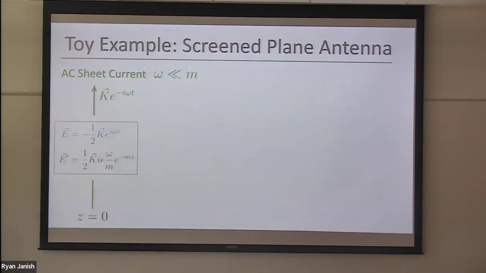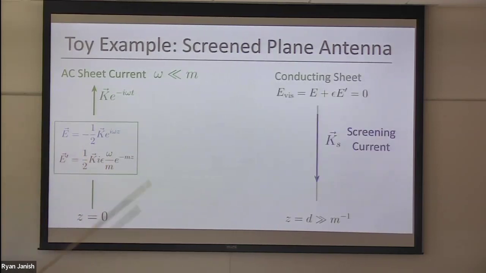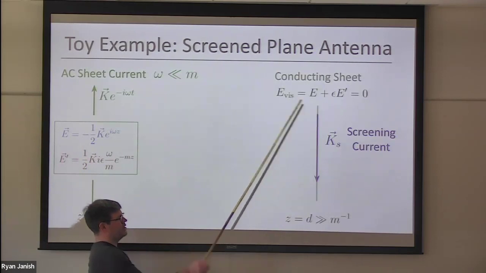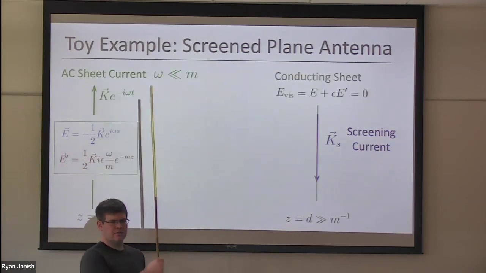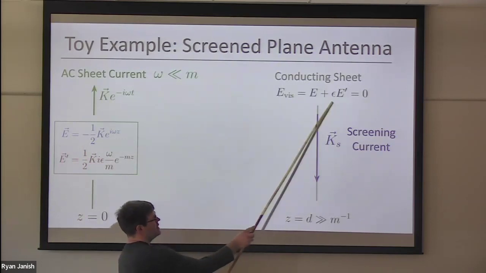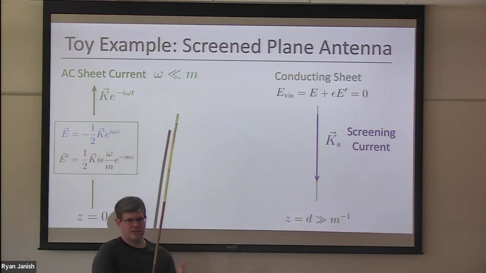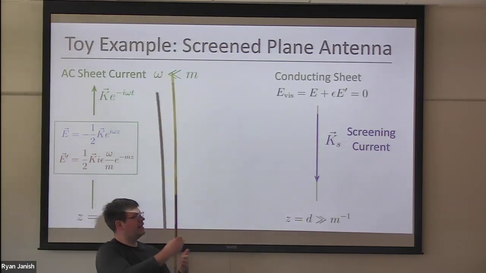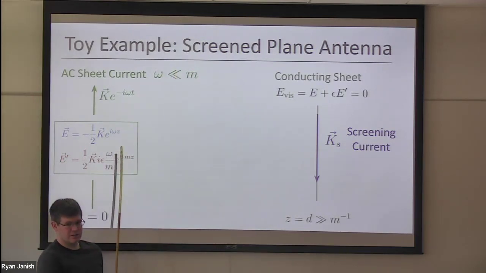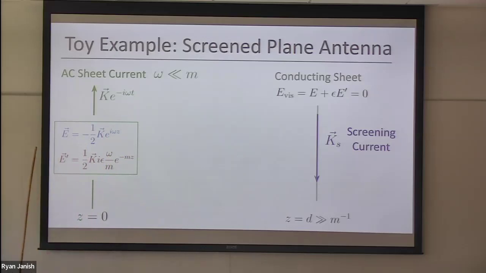So these fields are going to impinge upon the conductor over here. And what's going to happen? The conductor will demand that this visible linear combination goes to zero at a certain point. The conductor will generate some screening current and demand that this goes to zero. The only way it can do that is by adjusting the value of the screening current, which will produce its own E and E prime fields to cancel out these on the surface. The important point is that the conductor doesn't care about E or E prime individually, separately. It only cares about this linear combination.